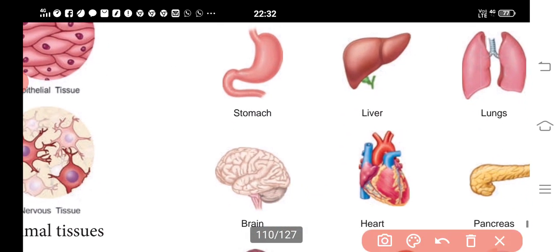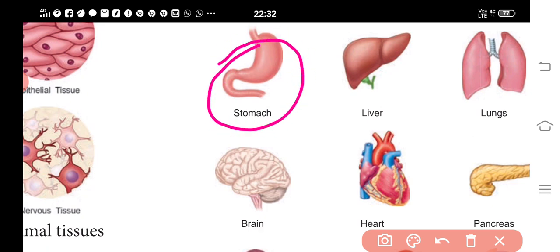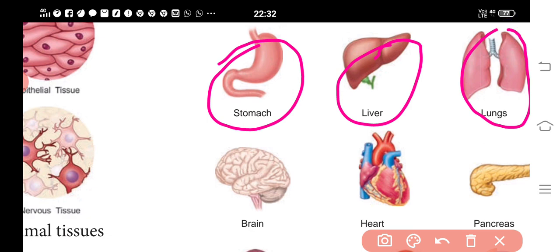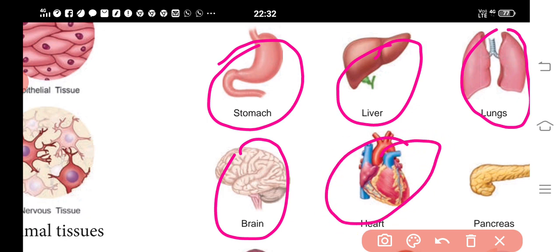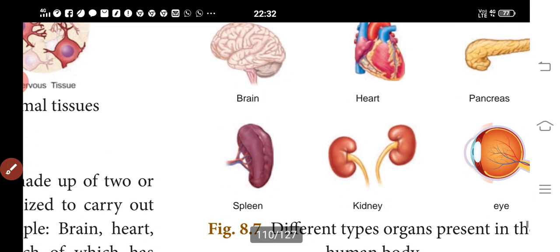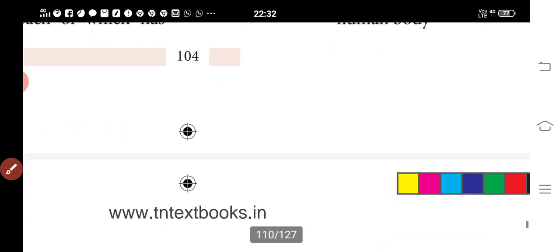So this is the stomach. It is made up of epithelial cells, and also of cardiac muscles. The brain is made of neural tissue, and the neural tissue conveys the instructions from the brain. Next one is the heart. The heart is made up of cardiac muscle. Then the pancreas, which is also made of muscle tissues. Then the spleen, kidney, eye, etc.